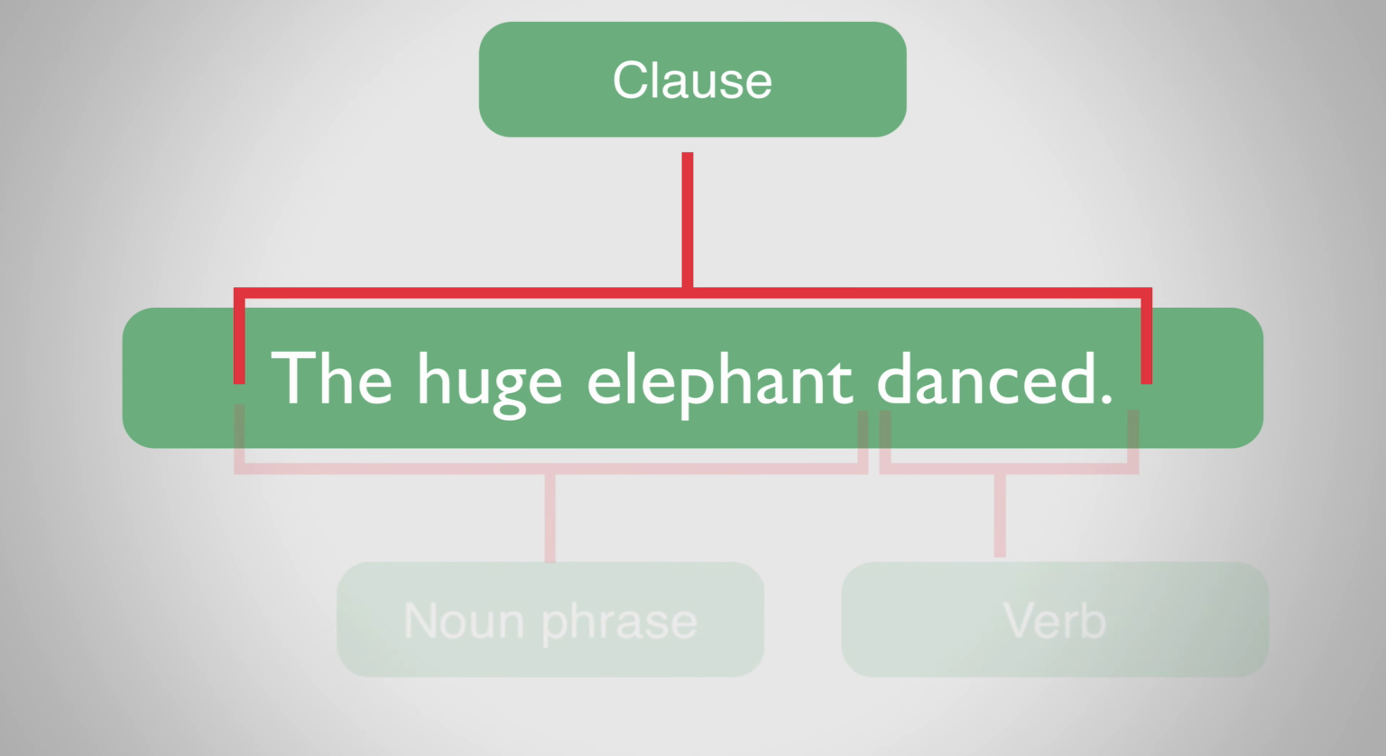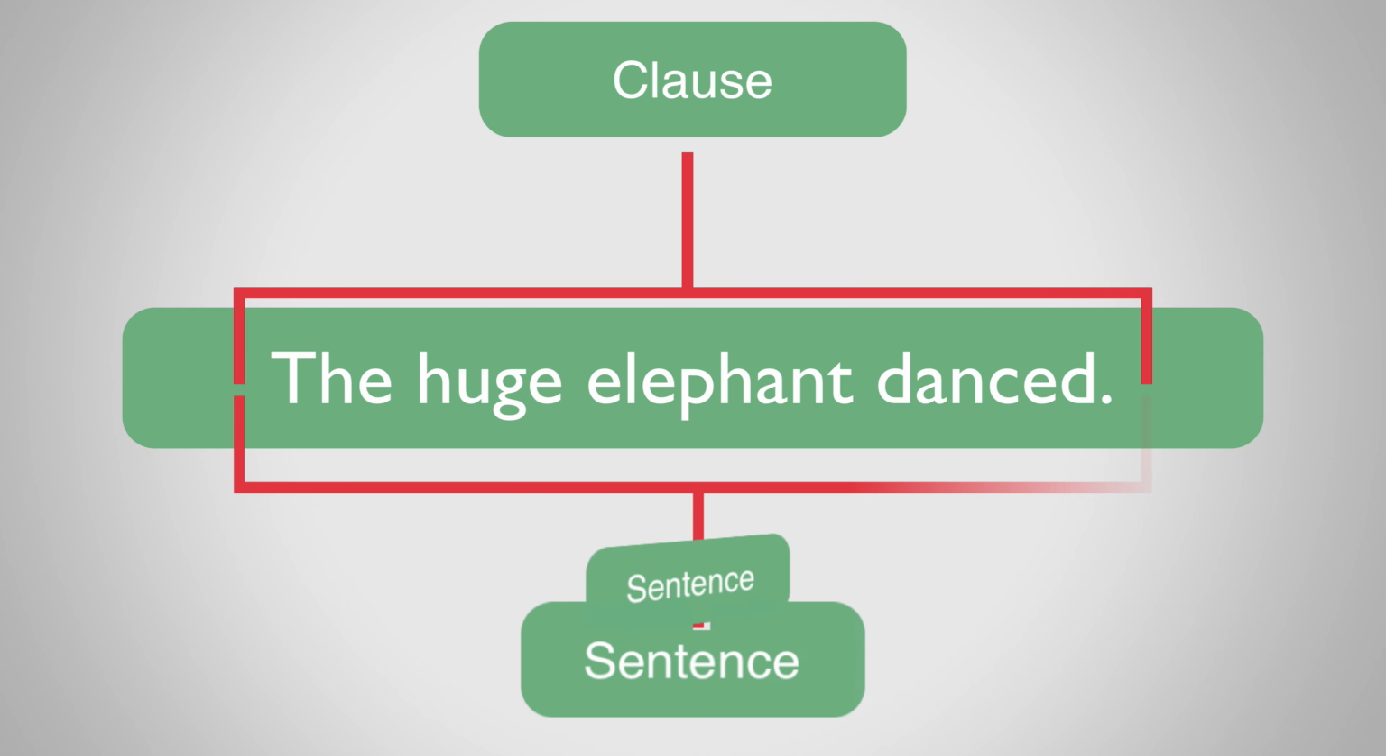You might be looking at this thinking, well, what's the difference between a sentence and a clause? Well, in very simple sentences like this one, there isn't really much difference, apart from the fact that the sentence has a capital letter at the start and a full stop at the end. In other sentences, though, the difference is greater.